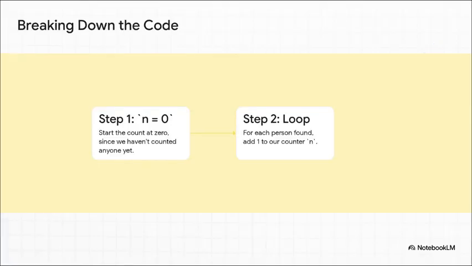So what are we even looking at here? Well, that first line, let n equals 0. N is just our counter. It's a placeholder for our number. And we start it at 0, which makes total sense, right? Before you start counting, the count is 0. Then the second line. That's a loop. It's a command that just says, hey, do this next thing over and over again. And what's the thing? For every person you see, add 1 to n.